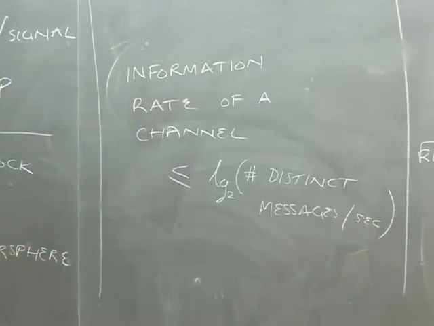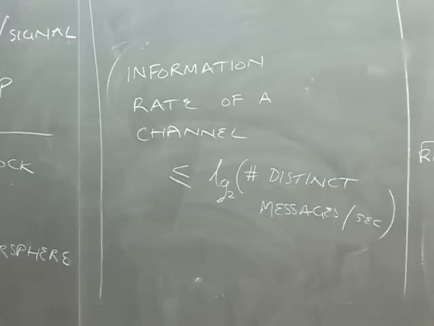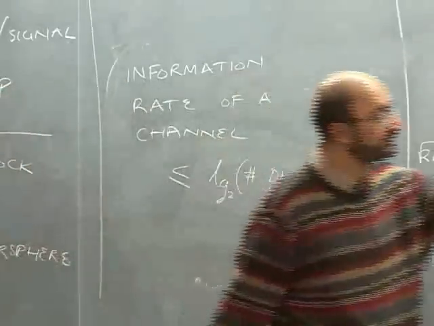How did we define this? We said, well, if I have k different symbols, then log k is the information rate. If I have 4 different symbols, then my information rate is 2 bits per second. Okay, so how many different signals can I send?